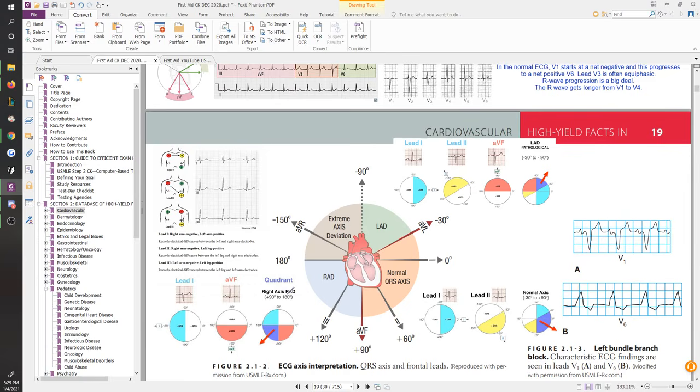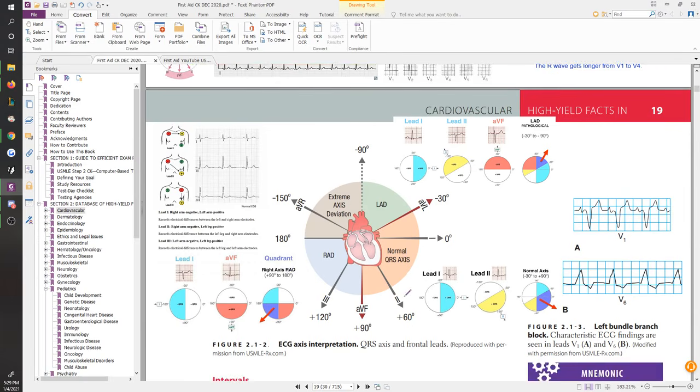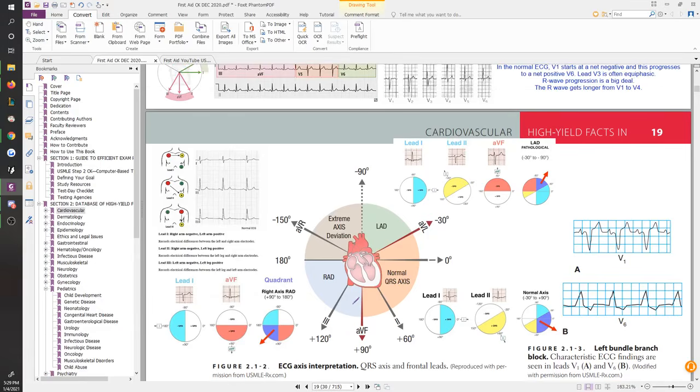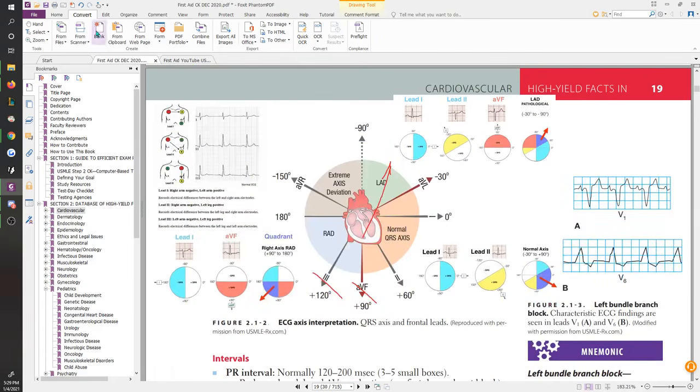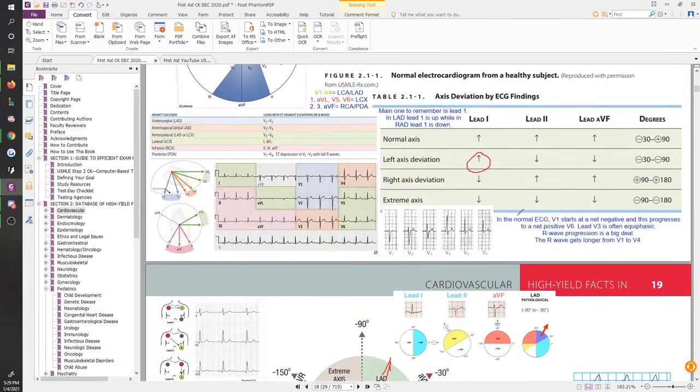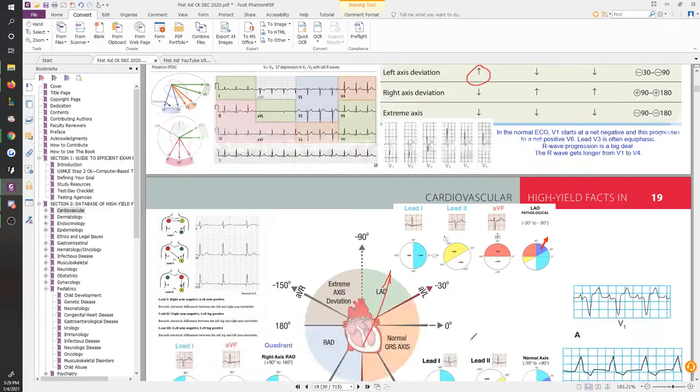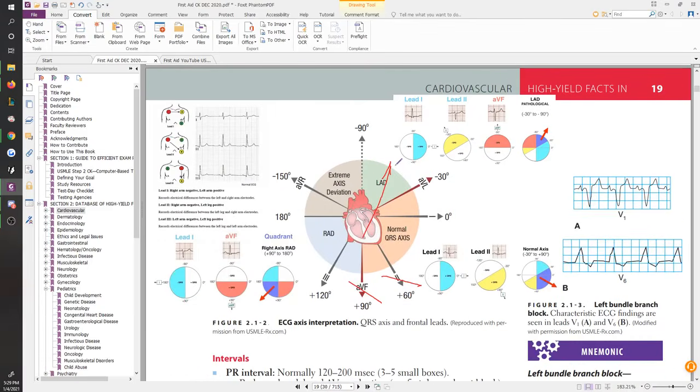So for the most part, most people do have this image memorized, and with a little more effort, you can have it memorized pretty solidly. So what you're seeing is if somebody has left axis deviation and things are moving in this direction, then this and this must not be working too well, right? And that's what we're talking about. Wait, I crossed out the wrong guys. This and this must not be working. Right? So 2 and AVF are pointing downward. They're not working too well, and things have shifted towards the left, right?